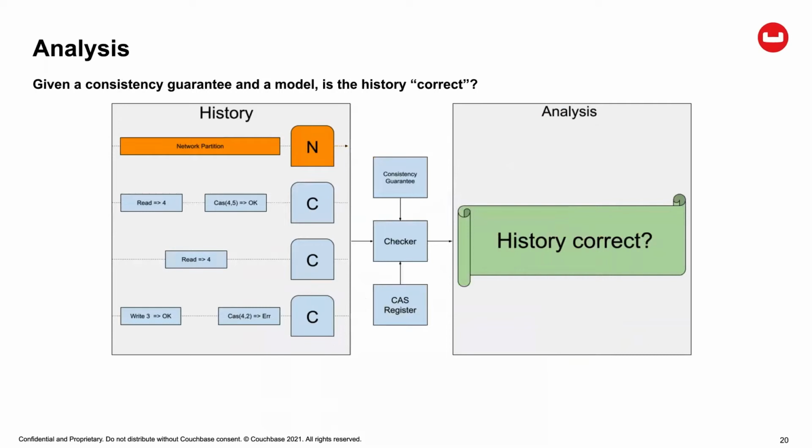The history is then analyzed through a checker for correctness, given a consistency guarantee and a data type, for example, a compare and swap register. A checker determines if the history is correct and conforms to the consistency guarantee. Hence, one definition of a consistency guarantee is a set of histories that are deemed legal and correct by a checker for that guarantee. A consistent system will always yield legal histories under the rules of the contract.